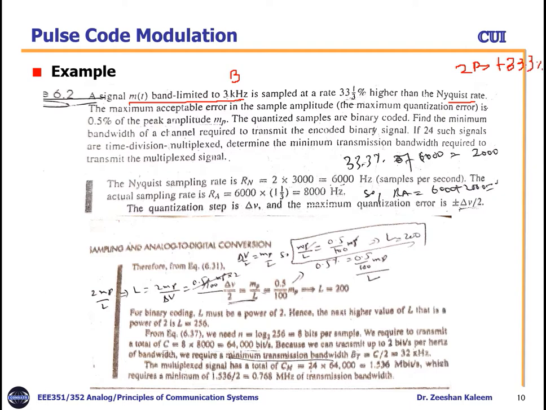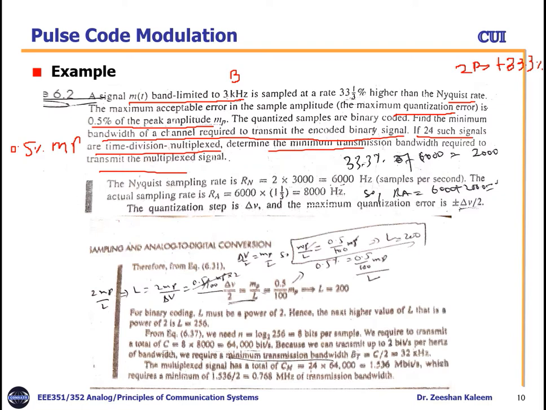The maximum acceptable error in the sample amplitude, the maximum quantization error, is 0.5% of the peak amplitude mp. The quantized samples are binary coded, so we need to find the minimum bandwidth of the channel required to transmit the encoded binary signal. That is one part. And if we have 24 such signals that are time multiplexed, determine the minimum transmission bandwidth required to transmit the multiplexed signal. So there are two parts: the minimum bandwidth for one signal, and the minimum transmission bandwidth when there are 24 such signals time multiplexed.